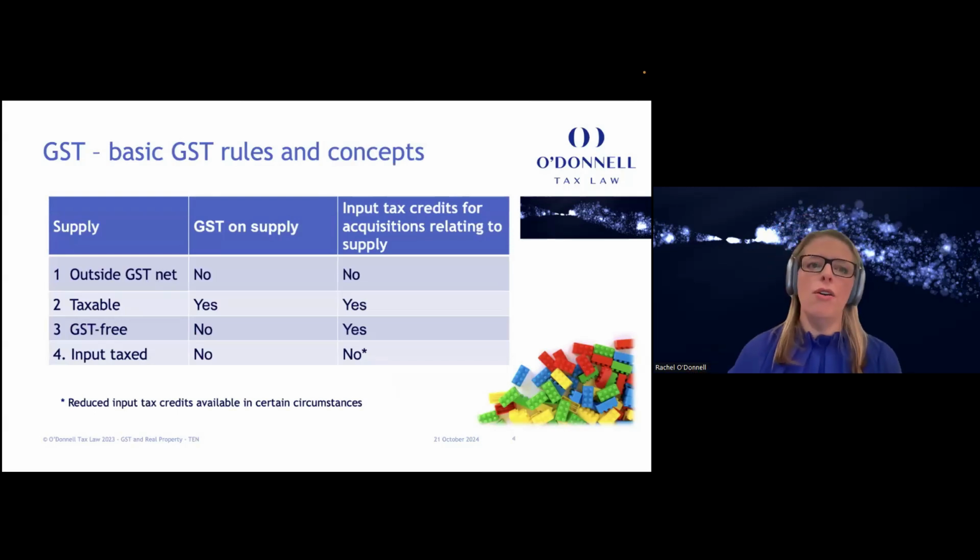So people often think of GST having three types of supplies, being taxable supplies, GST-free supplies, and input taxed supplies. I like to think of there as being four types of supplies because it means that you don't forget the first threshold consideration. So the first type of supply is just simply outside of the GST net. So if it doesn't hit those elements that I mentioned from the first slide, then it will be outside of the GST net. That means that there's no GST charged on the supply.